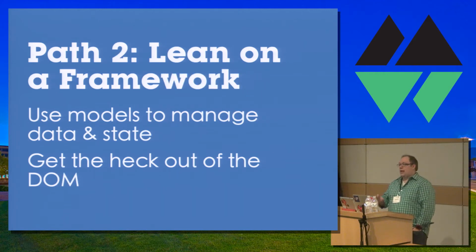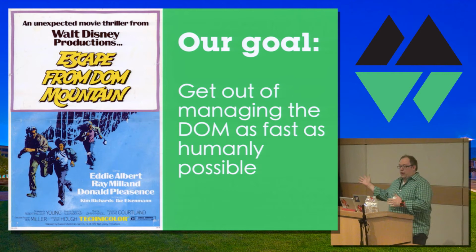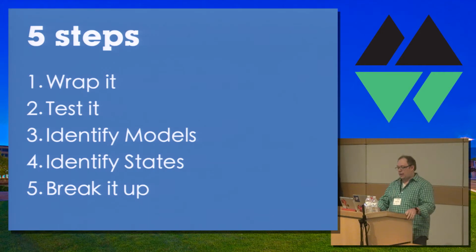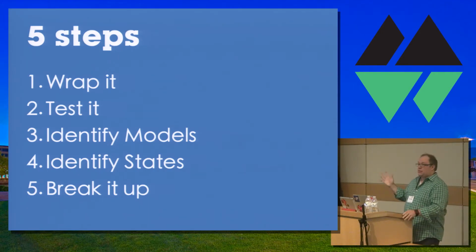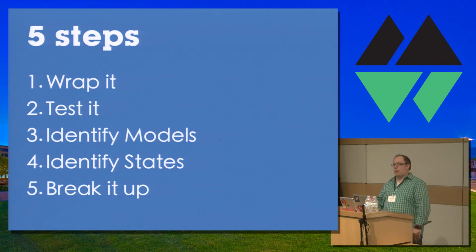But path two is you can lean on a framework or something to refactor toward and use models to manage that data and that state. Our goal is to get the heck out of the DOM as fast as humanly possible. That's our biggest pain point, so we're going to choose a framework to help manage that for us. We'll have the framework manage the DOM, and we'll manage the data. So there are 5 steps to doing this. And so that should be easy, right? Like refactoring is just 5 steps, so we can probably just cancel the rest of the talk. Thanks, everybody. All right, we'll go into it.